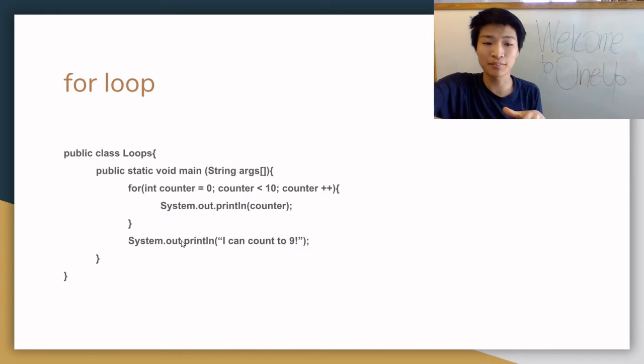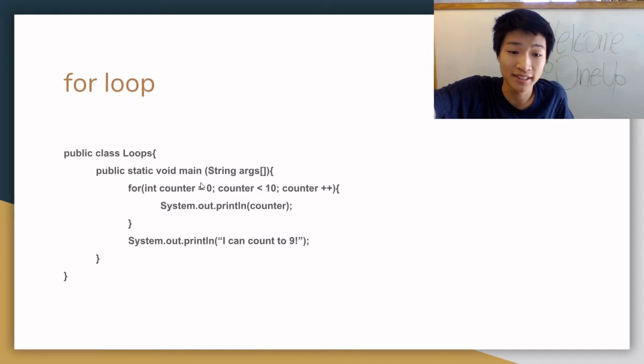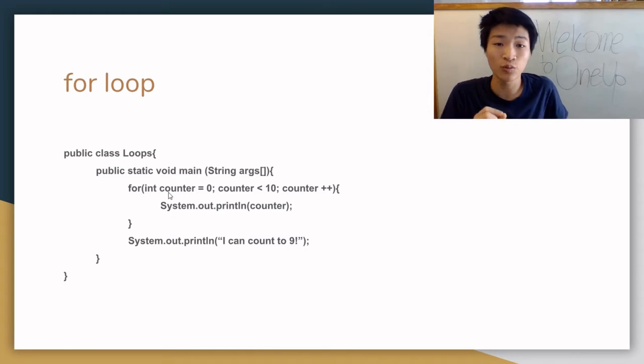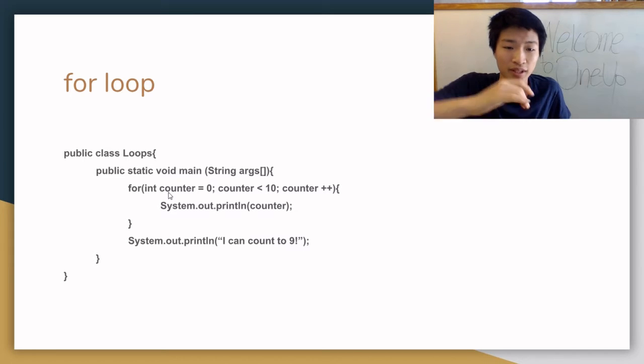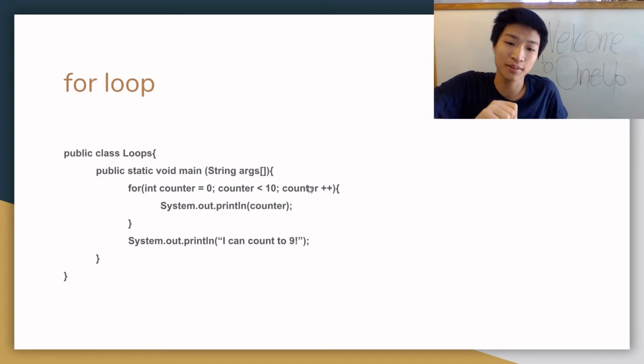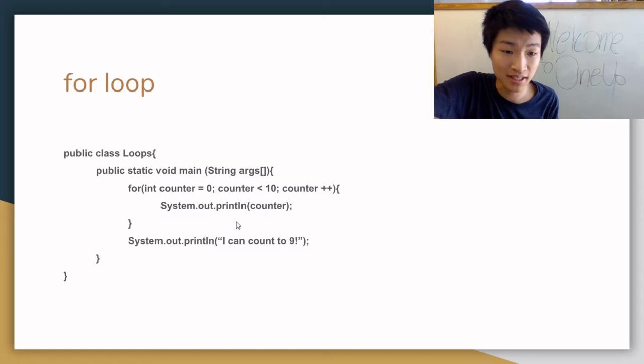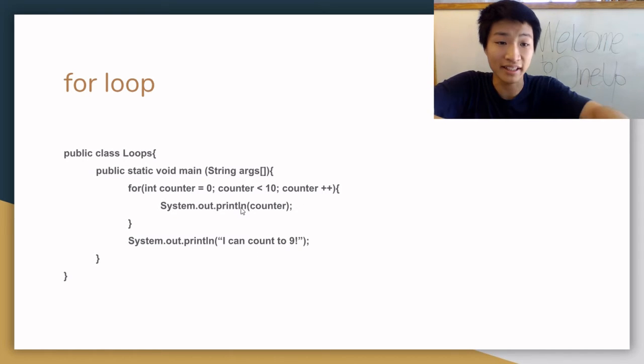So in my little example code right here, we have an integer. It's the counter variable. And if you remember the while loop, it has the same counter variable. Then, the condition: when do you want this to continue? If counter is less than 10. And how do you want to get to the next step, or how do you want to increase the counter variable? We'll just increase it by 1, counter plus plus. And we'll print that out 10 times, and we'll print out I can count to 9.